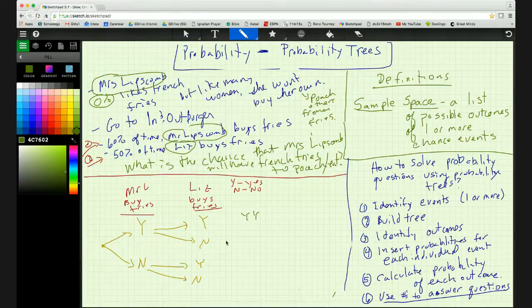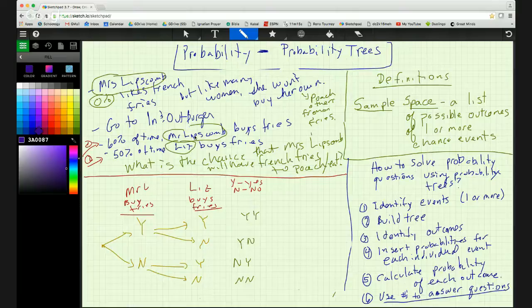Our outcomes are yes, yes, both people buy fries, Mr. Lipscomb and Liz. Second is yes, no. Then we got no, Mr. Lipscomb does not buy fries, but Liz does. And then no, no, neither one of them buys fries. Okay, so let's pop down our percentages. Let's do that in blue.